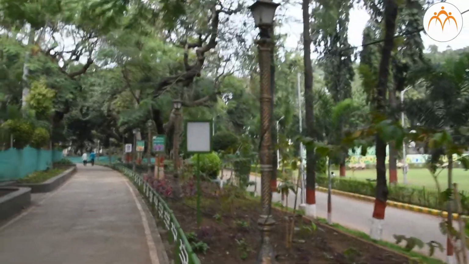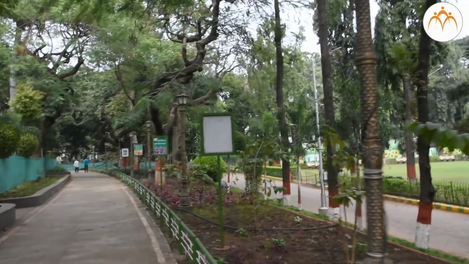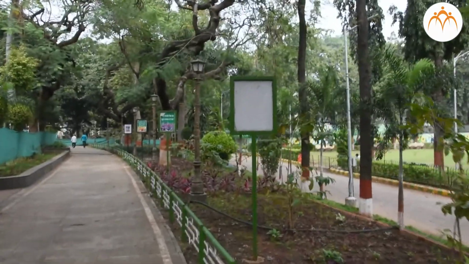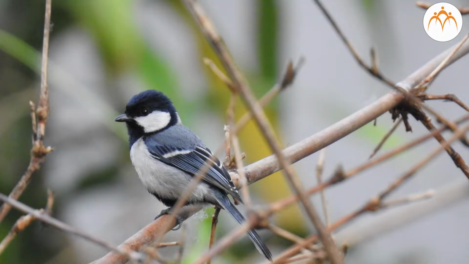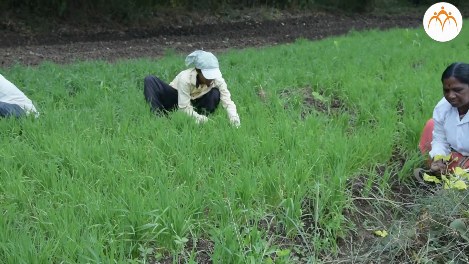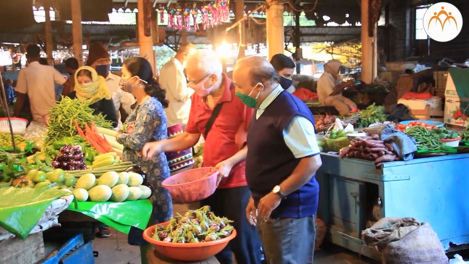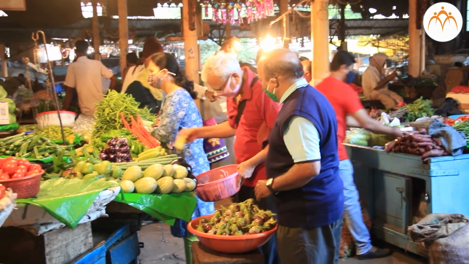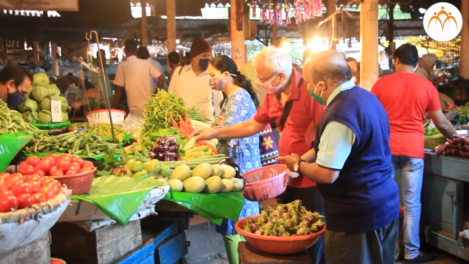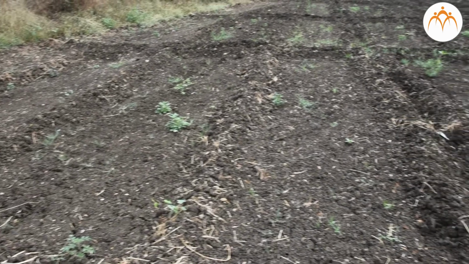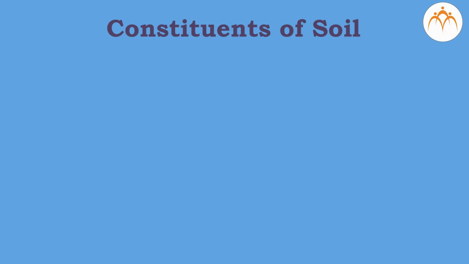It provides support to the plants with water and essential nutrients. Animals, birds, and human beings directly or indirectly depend on plants. Therefore, the entire living world is dependent on soil. Soil hence plays a very vital role. Let us understand the different constituents of soil.